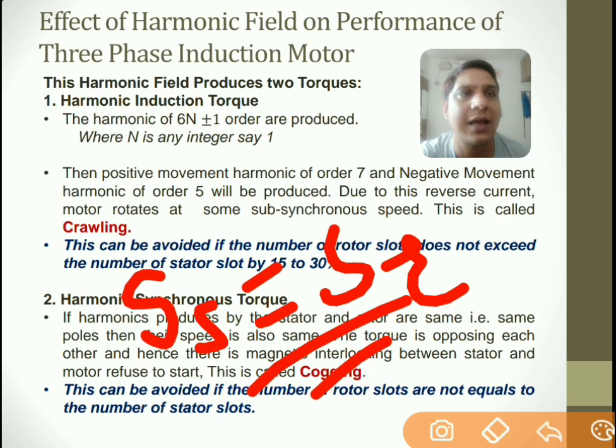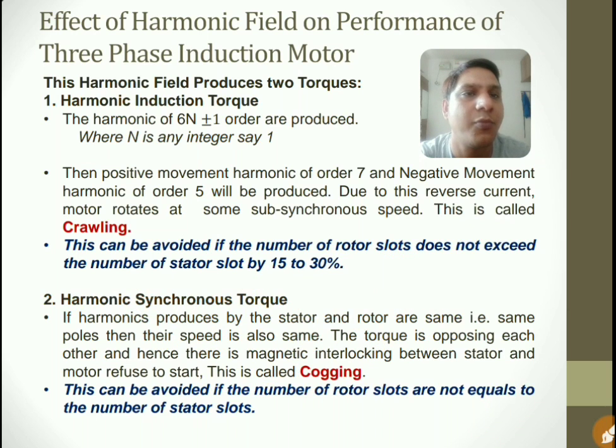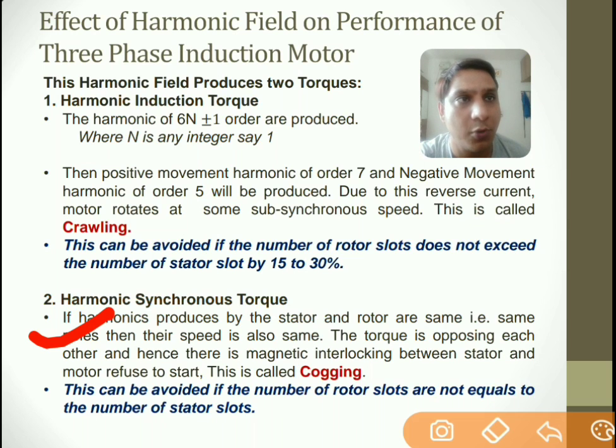So in that case, the harmonics produced by both stator and rotor will be the same in number. If they are the same in number, then the number of poles and their speed is also equal. The number of poles will be equal in stator and rotor, and the synchronous speed of the magnetic field will also be the same. The torque is no doubt opposing each other.